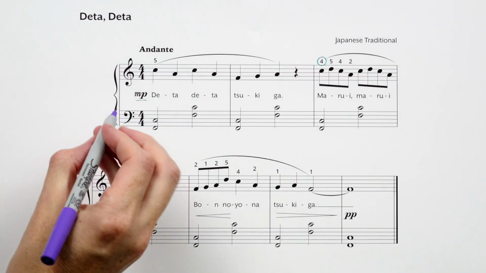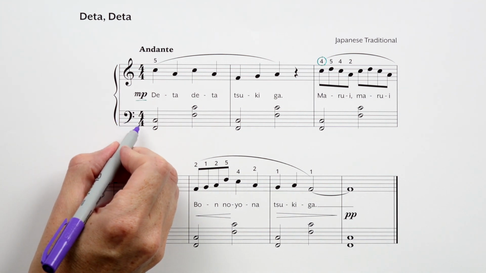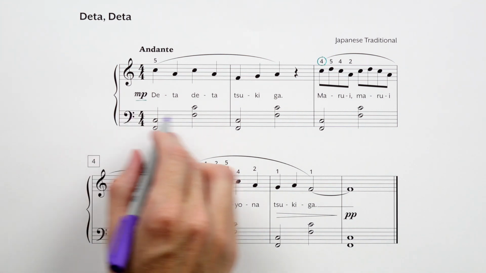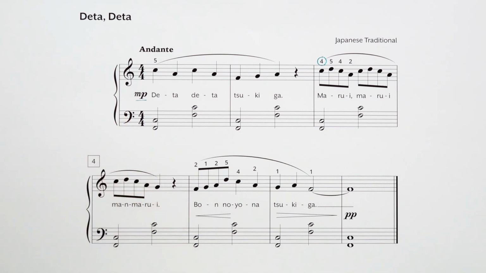Today we're learning how to play the left-hand part of Data Data. Let's get started by checking out the score. Let's check out the bass staff part, which our left hand is going to be tackling today. Take a look and tell me what you notice about the left-hand part.